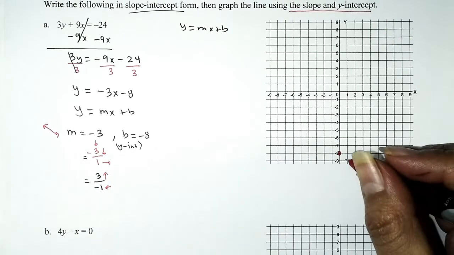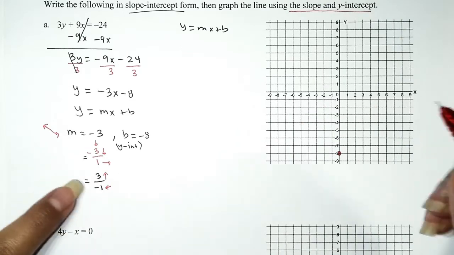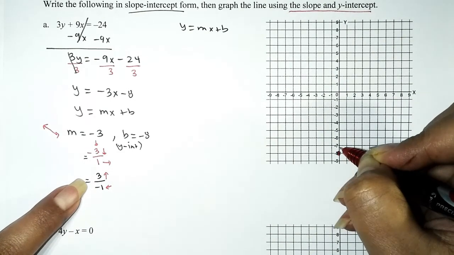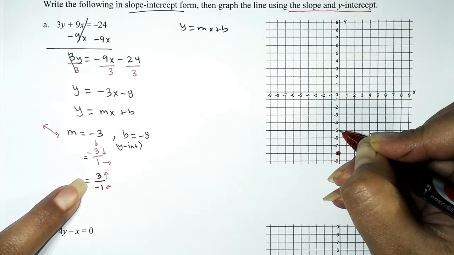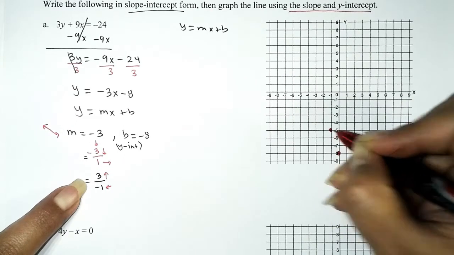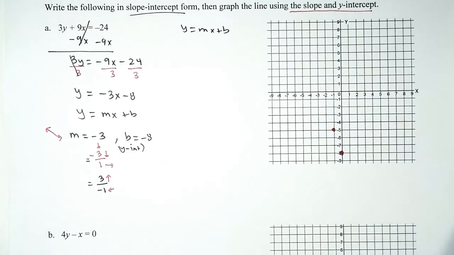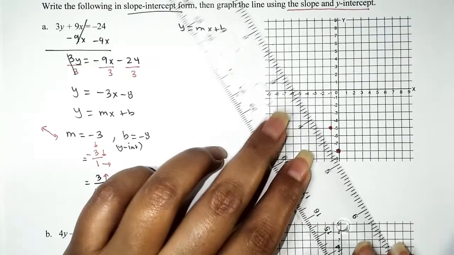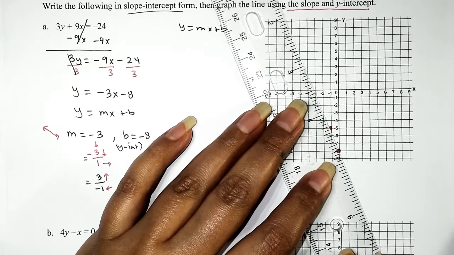So from our point, wherever we started at, let's go ahead and do this. Our rise is 3, so let's go ahead and count to 3. 1, 2, 3, and then our run is negative 1. So we're going to pull 1 to the left. So up 3, 1 to the left. We just need 2 points to do a line. We have our 2 points, so just take your ruler or straight edge.